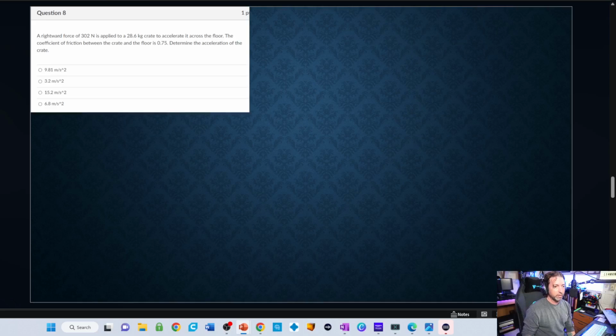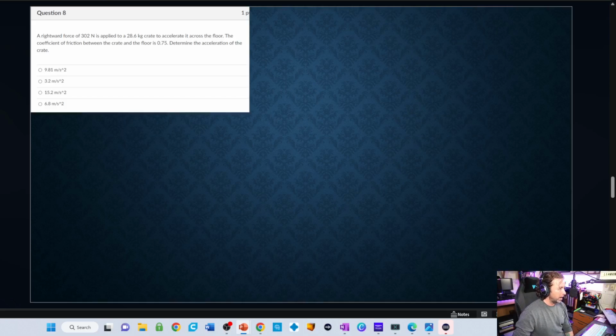Question number 8. A rightward force of 302 newtons is applied to a 28.6 kilogram crate to accelerate it across the floor. The coefficient of friction between crate and floor is 0.75. Determine the acceleration of the crate. So we're just doing the same thing, but we're solving for different variables.